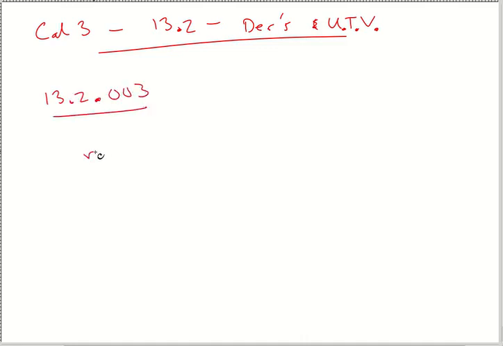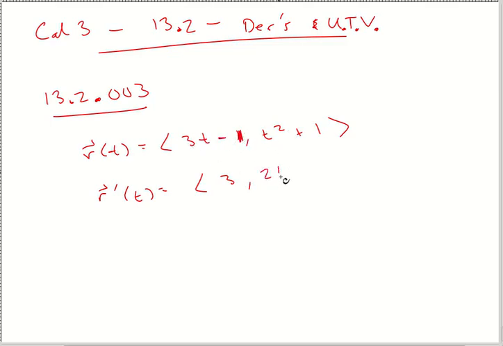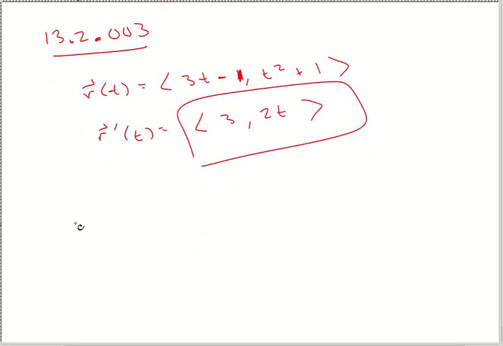13.2.003. We've got r of t, let's make it official here, r of t equals 3t minus 1, t squared plus 1. And they say, hey, find r prime of t. So you look at this, what's your derivative here? The t goes away, makes a 3, the 1 goes away. Here the 2 comes down, t, 1 goes to 0. Ta-da! That was it.